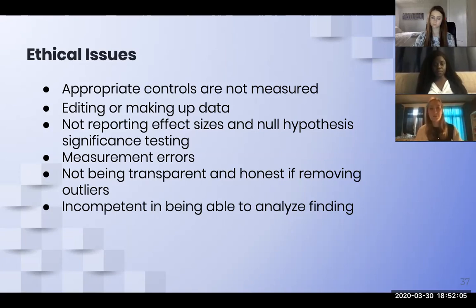And when a researcher has outliers within their research, they need to be upfront and honest about it. If they want to remove those outliers, they have to have a good reason for it, and they shouldn't be sketchy about it. As well, you want to make sure that you're competent in being able to analyze your findings and properly abstract and analyze the findings of various studies. So you basically just want to make sure you know what you're talking about.